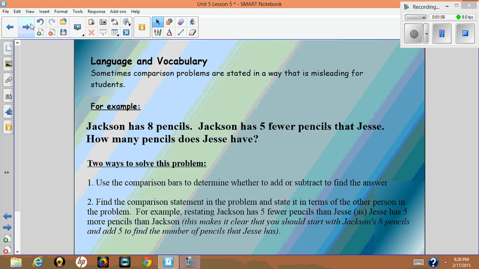We change the terms of the word problem to identify the other person in the problem. For example, restating "Jackson has 5 fewer pencils than Jesse" as "Jesse has 5 more pencils than Jackson." This makes it clear that you should start with Jackson's 8 pencils and then add 5 more to find the number of pencils that Jesse has.